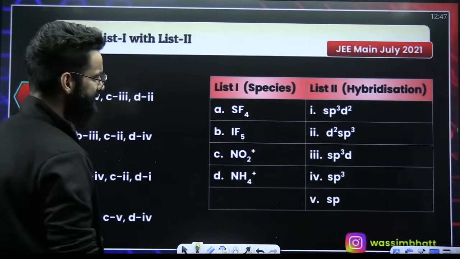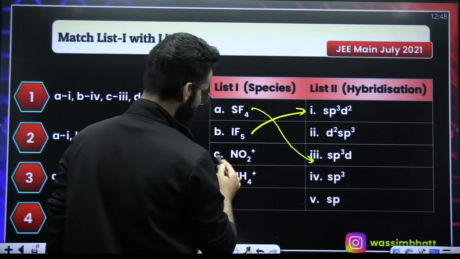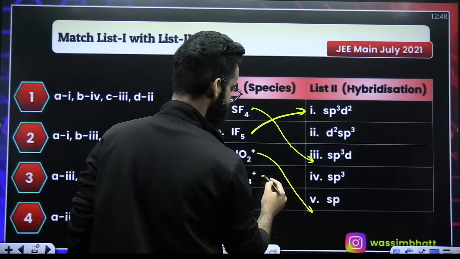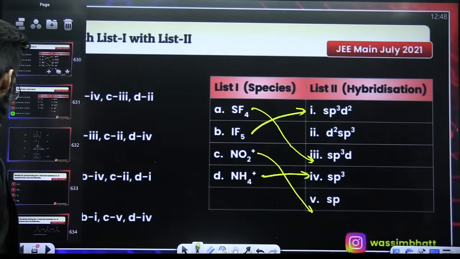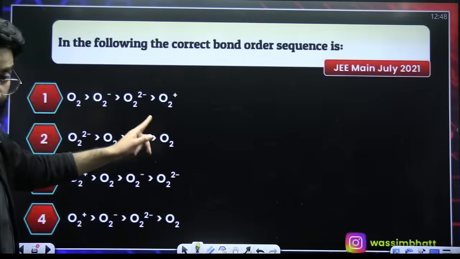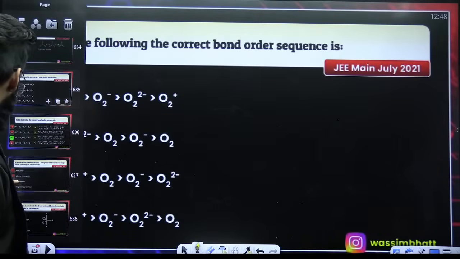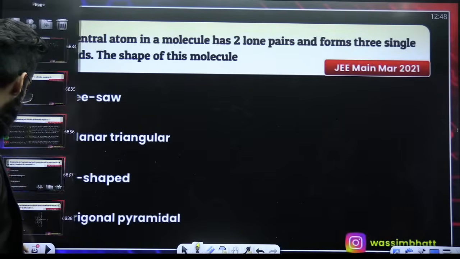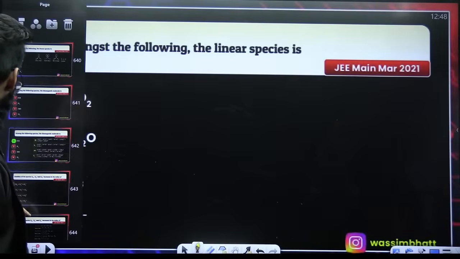This question you can solve easily. SF4 means sp3d. IF5 means 5 plus 1, 6, sp3d2. NO2 positive means sp. NH4 positive is sp3. Even this is already solved. Even this bond order question is already solved. Even this already done. 2 lone pairs, 3 single bonds, T-shaped molecule. Linear species N3 negative. This is already solved again.